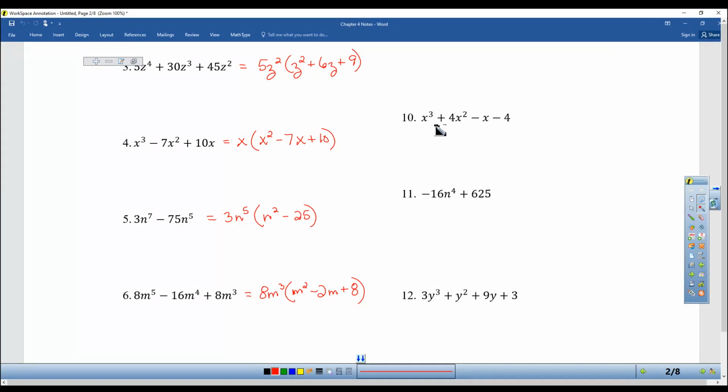On number 10, you can't take out anything. They don't all have x's and they don't all have numbers. So we're going to have to leave it at that. Same thing with number 11, nothing to take out there. Although I'm going to do something interesting.